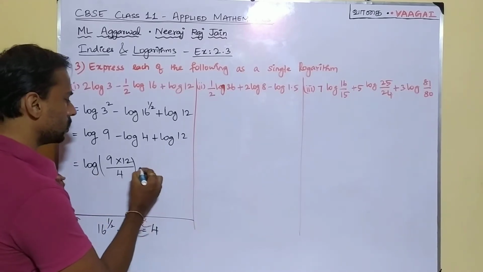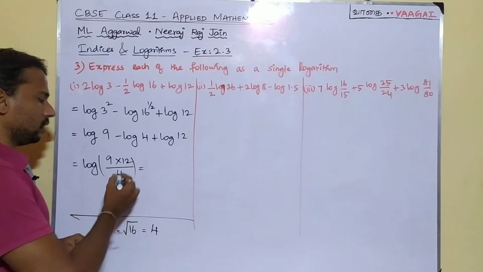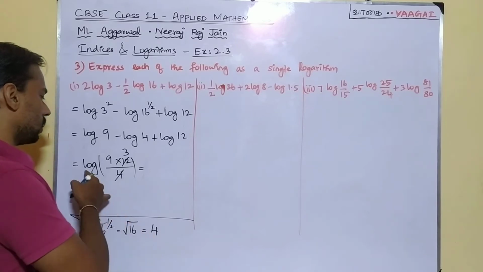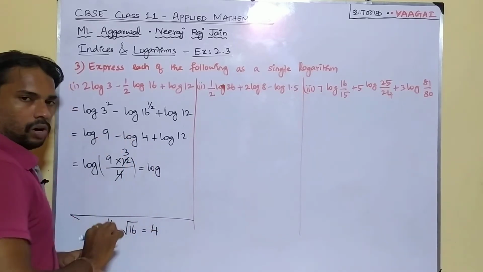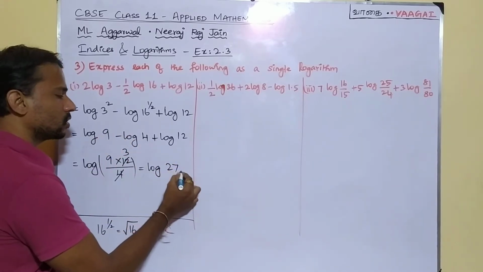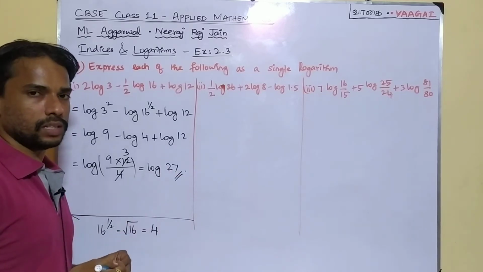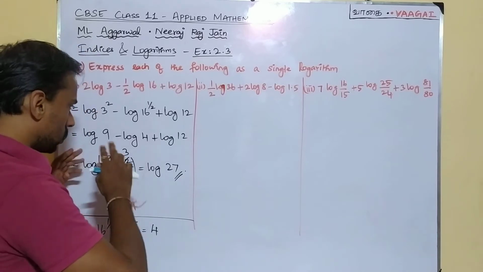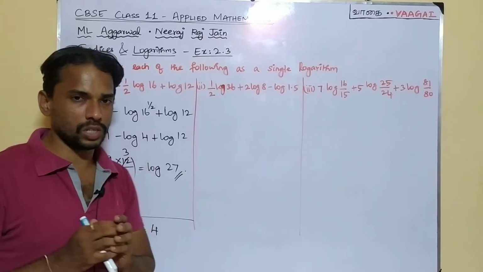Now I can simplify this. I can cancel 4 and 12, as 12 is exactly 3 times 4. So now we can easily simplify this as log of 9 times 3, which is 27. So log 27 is going to be the answer, and hence we are able to express this as a single logarithm. Now, using the same approach, we are going to handle the other two questions also.